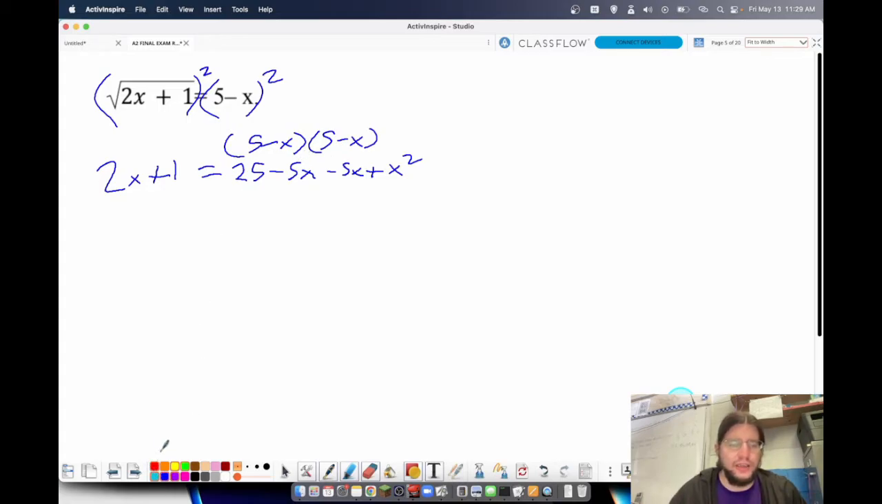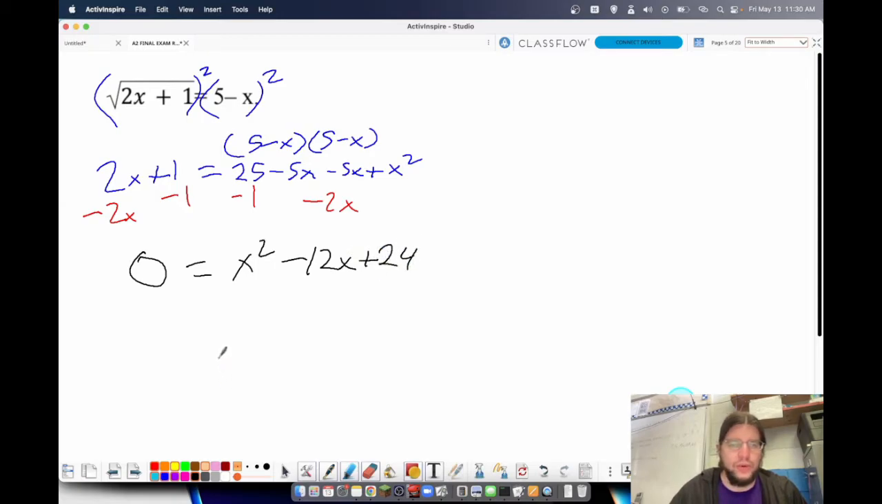Notice it is a quadratic, so let's go ahead and get it into standard form. I need it to equal 0. To do that, I'm just going to bring everything to the right side. You could bring everything to the left side, it's fine, but I'm doing it this way. Your choice. So 0 equals, I'm going to put my x squared first. Negative 5, and negative 2 makes negative 12x plus 24. All right, we got ourselves a quadratic. Let's go back to our calculator.